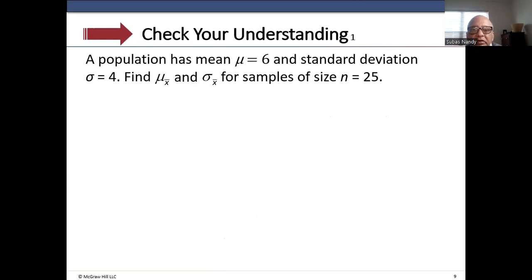Okay, here is another question: mean and standard deviation. The mean is 6, sigma is 4. Mu X bar is equal to mu, equal to 6, and sigma X bar is equal to sigma divided by the square root of the sample size, or 4 divided by the square root of 25. So sigma X bar is 4 divided by 5, which is 0.8.